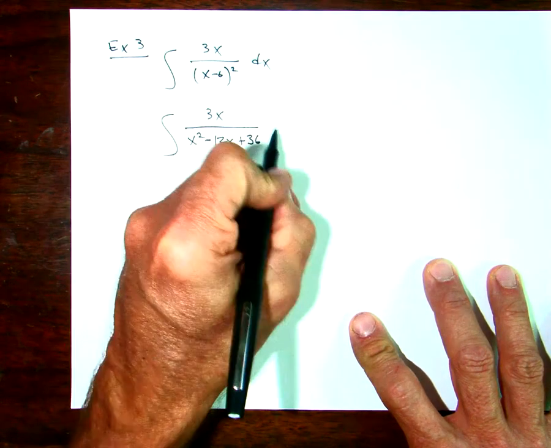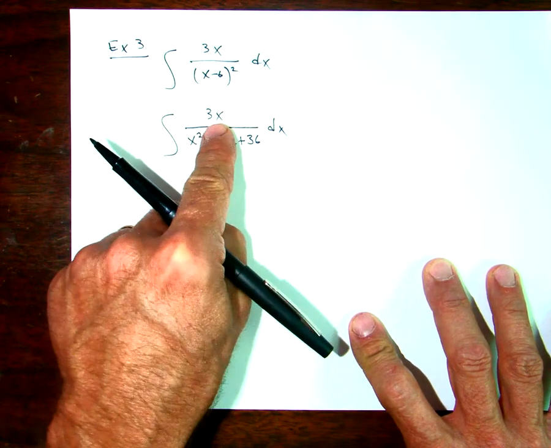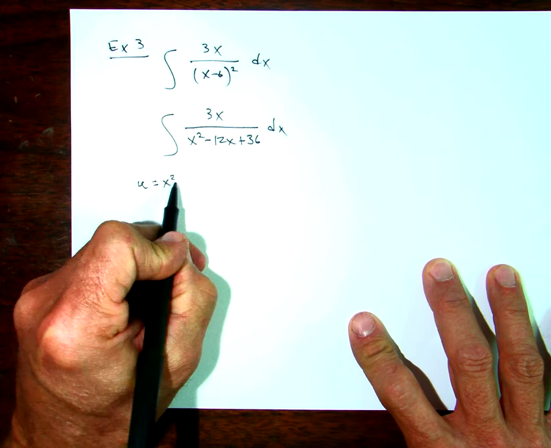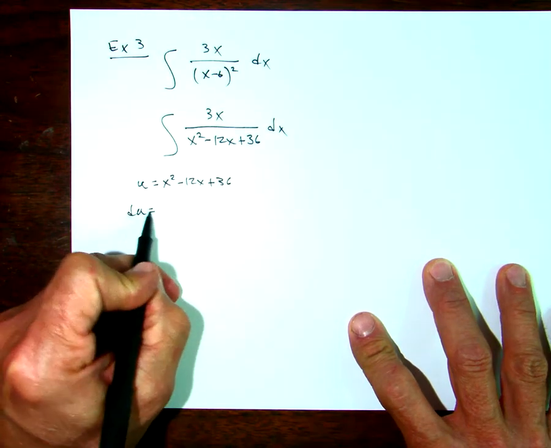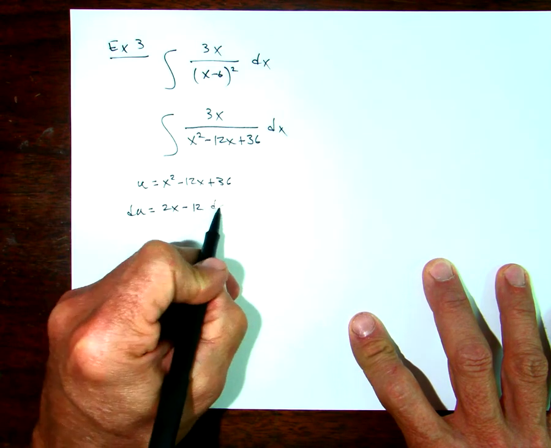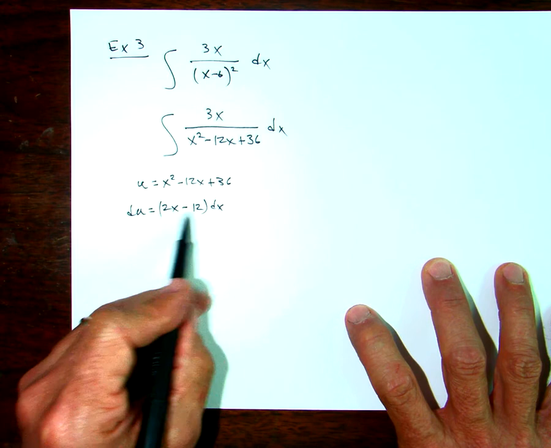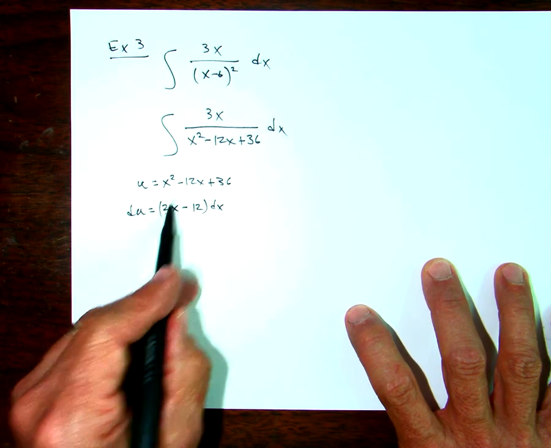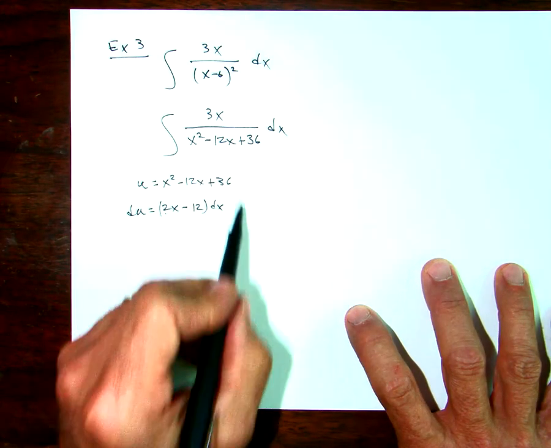So this is looking promising, because we know the derivative of x squared is going to give me an x, which is what I have in the numerator. But if I let u equal x squared minus 12x plus 36, then du is going to be 2x minus 12 dx. And there's not really any way to multiply this by a number to get 3x, because I had that factor of 12 there. So unfortunately, this is not going to work, even as promising as it looked.